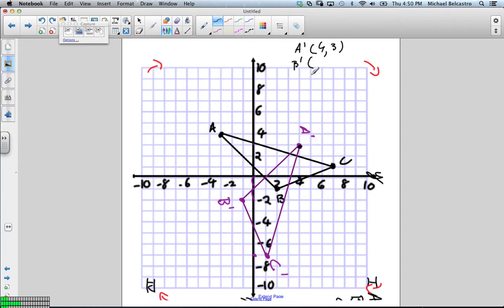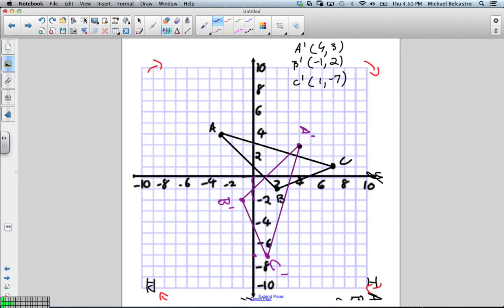B prime is where? So negative 1, the x always comes first, and 2. We always write the x value first. Sorry, I was reading that one. Yeah, we're writing the new B prime. And the purple C, where is that? C prime. 2. Not 2. 1 and 7. Yeah, 1 and negative 7.